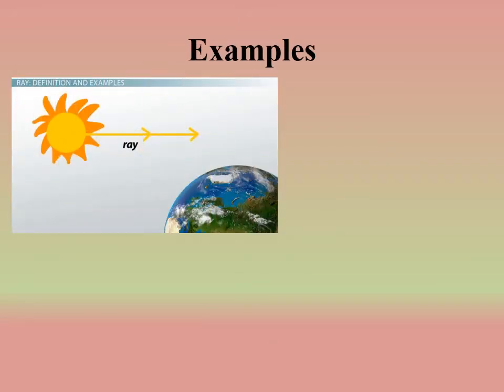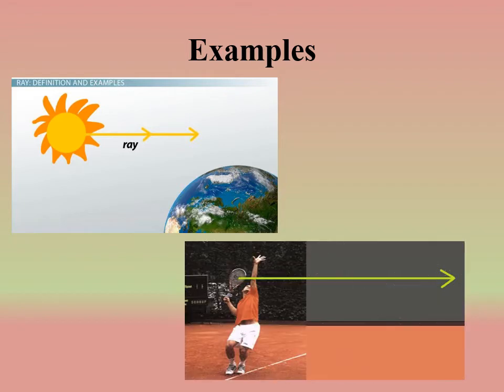Example of a ray: the best example to understand is the ray coming out from the sun. Then the direction of a ball is an example of a ray. A person is hitting the ball with a racket. From there it is starting, it is the endpoint, but it can go as far as depends upon the force with which it is being sent.